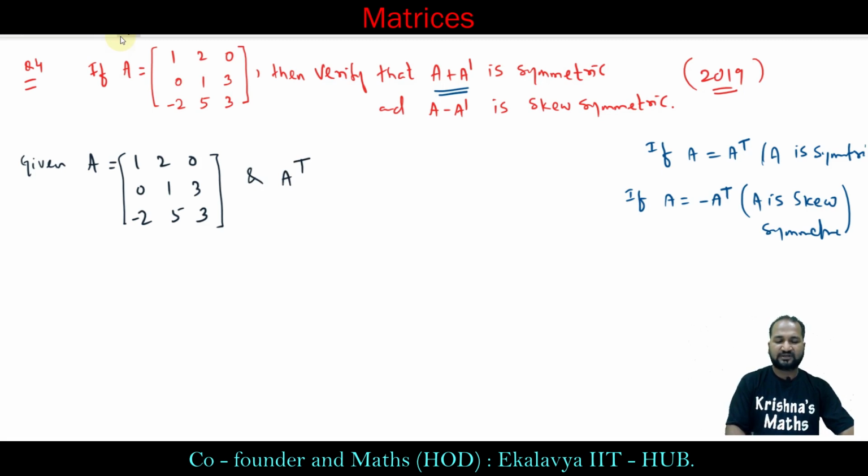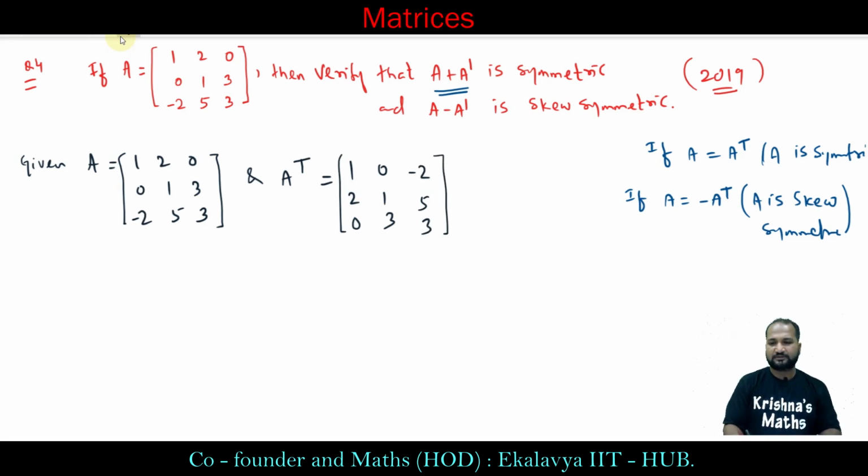Find A transpose. Rows are interchanged into columns. 0 1 3. Third row becomes third column, minus 2 5 and 3. A and A transpose, add them: A plus A transpose. Adding, 1 plus 1 will be 2, 2 plus 0 will be 2, 0 minus 2 will be minus 2, 0 plus 2 will be 2, 1 plus 1 is 2, 3 plus 5 will be 8, minus 2 plus 0 will be minus 2, 5 plus 3 will be 8, 3 plus 3 will be 6.